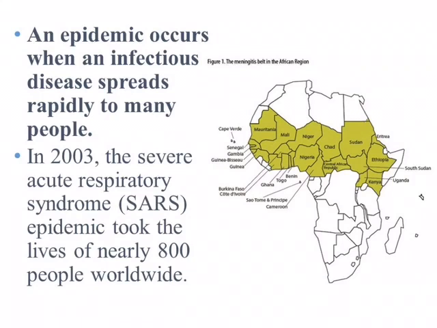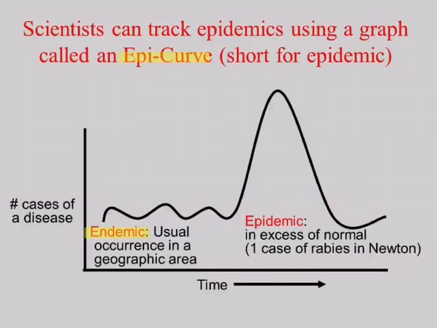This map is showing a meningitis epidemic in Africa. The countries that are colored in are the countries where meningitis has occurred. Scientists use graphs called epicurves to track epidemics.